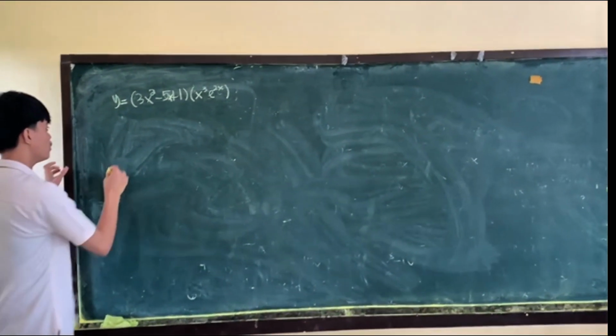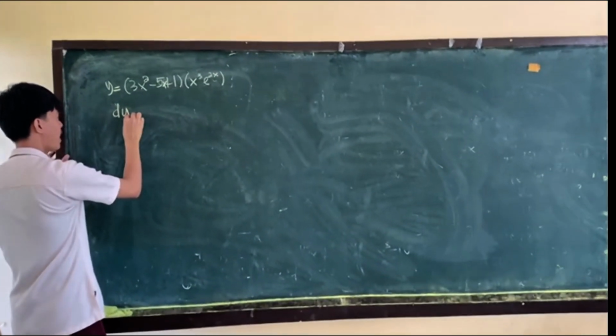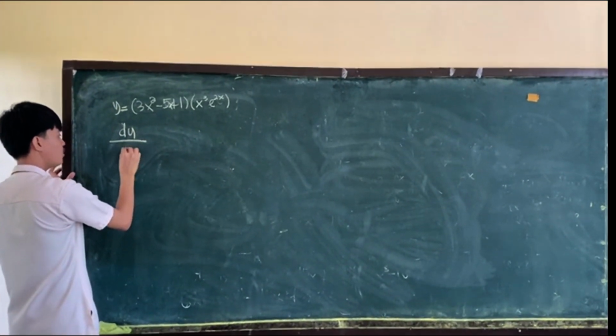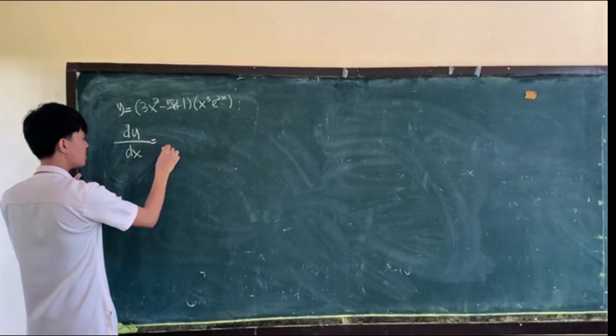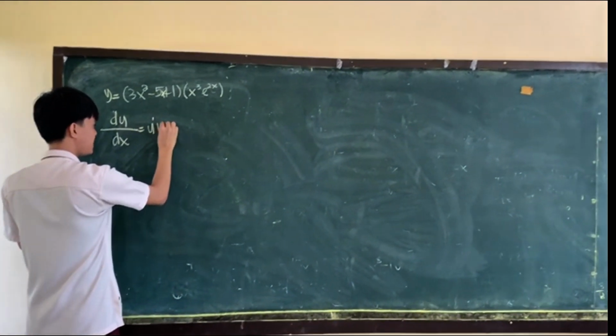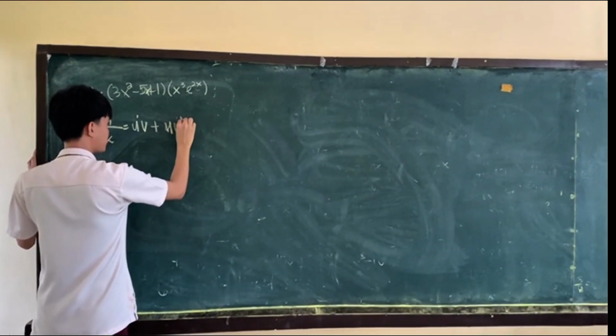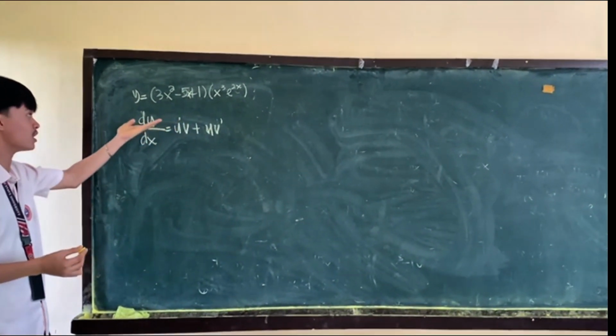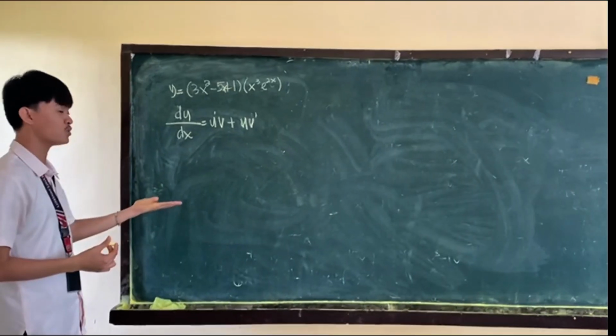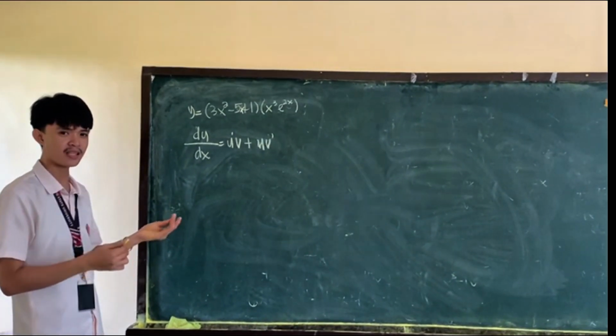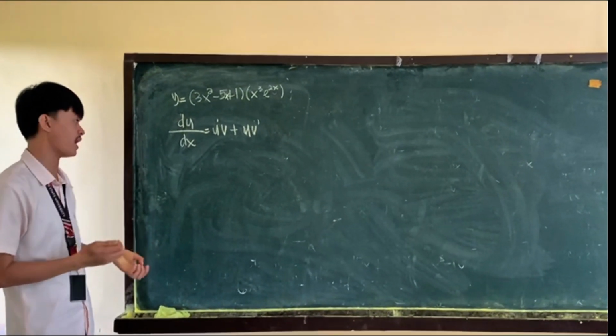In the product rule, we all know that the derivative of y with respect to x is equal to u prime v plus u v prime. And in solving this given problem, we need to use this formula. Now, let's identify these values.